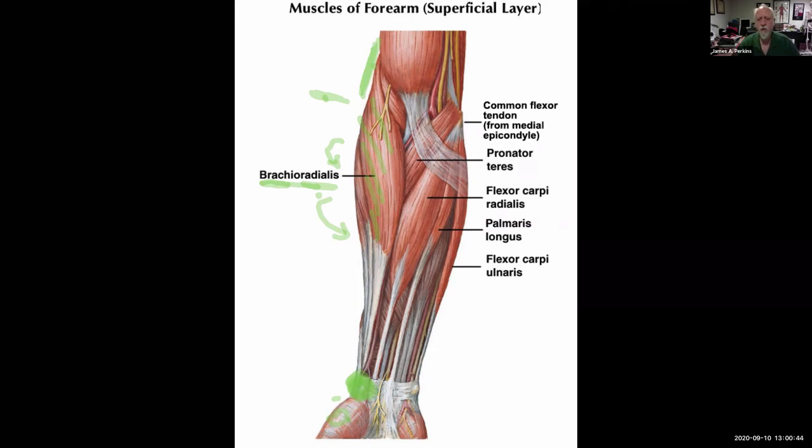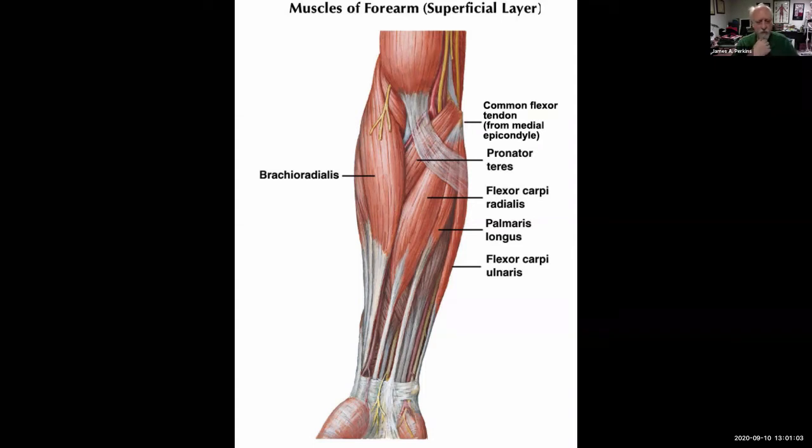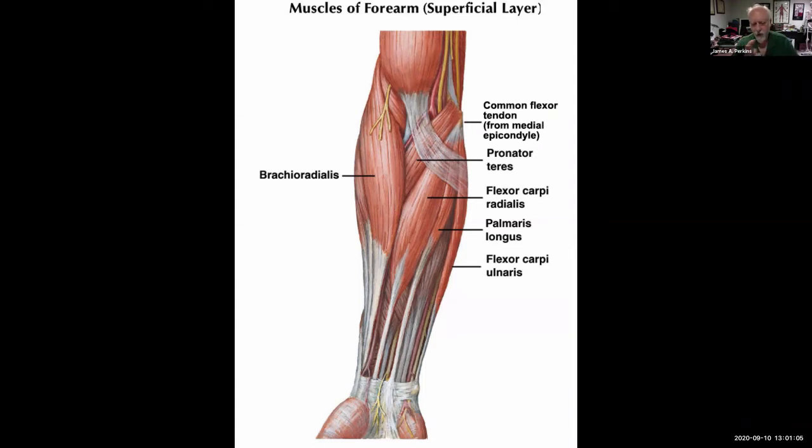So over here on the other side of the slide, we see the true flexor muscles. Whoops. These are the muscles that are actually part of the anterior compartment, or the true anterior compartment. These are arranged in a couple of different layers. So what we're seeing here is just the superficial layer, and then there are some deeper muscles as well.